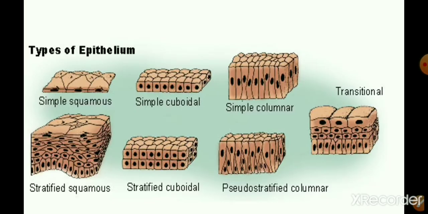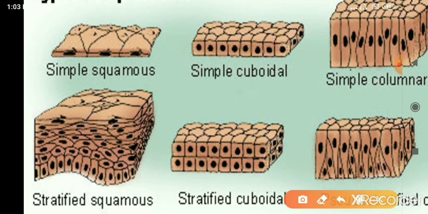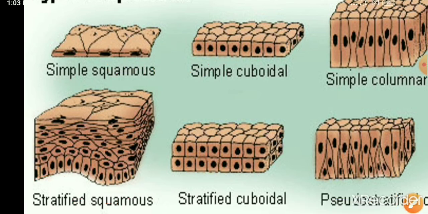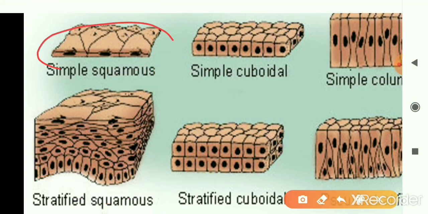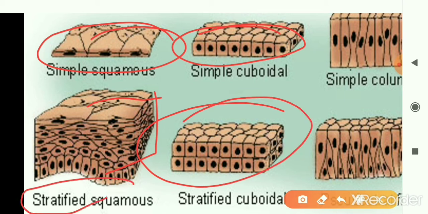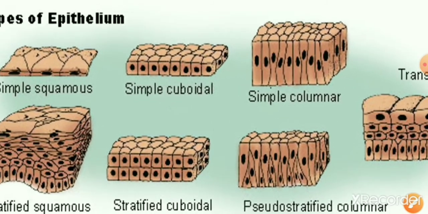On the basis of the number of layers the epithelial tissue is made up of, epithelium can either be simple epithelium or it can be stratified epithelium. Simple epithelium is the epithelial tissue which is made up of just one layer of cells. If the epithelial tissue is made up of one layer of cells, it is called simple epithelium. And if it is made up of many layers of cells, then it is said to be stratified epithelium.